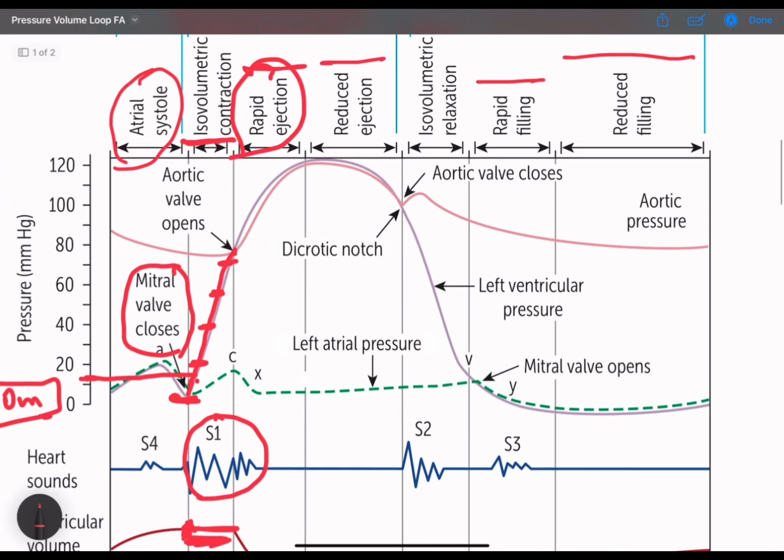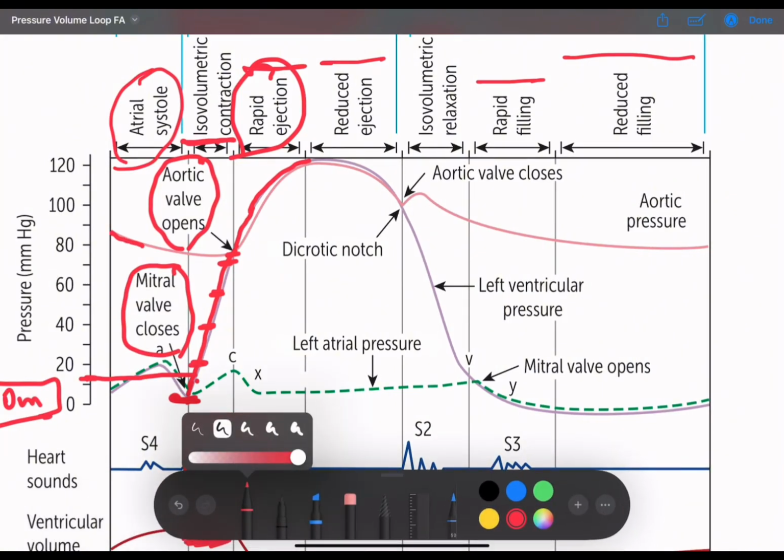We have opening of the aortic valve during the rapid ejection when the pressure reaches above 80 mm of Hg. We have an increase in pressure. The blue line shows the pressure changes within the aorta. So after the opening of the aortic valve, the pressure changes within the aorta as well as the left ventricle follow the same path or the same line.